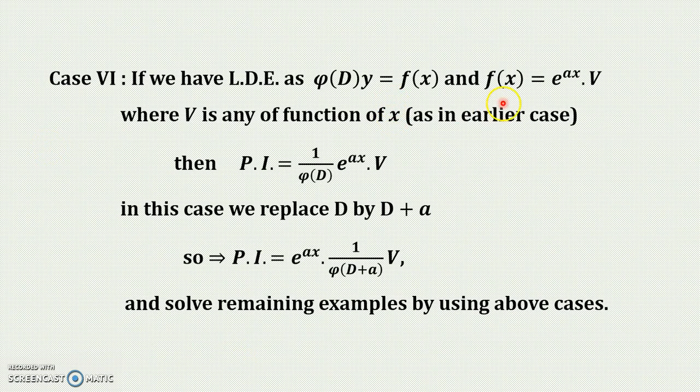The next case is if the function is e raised to power ax into v, where v is any function as we used earlier. Then the particular integral is equal to 1 upon phi of D, e raised to power ax into v. In this case, we replace D by D plus a. Therefore, the particular integral is equal to e raised to power ax, with D replaced by D plus a, and write down v as it is. After that, solve this by using previous cases, as our v is an earlier function.